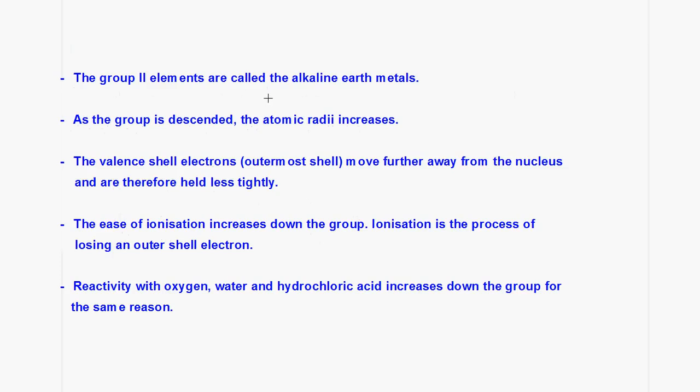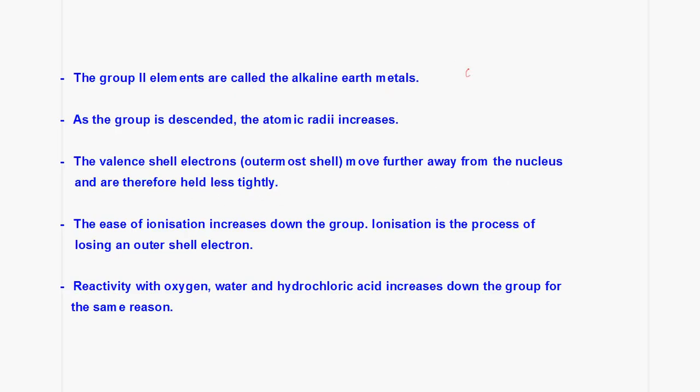The group 2 elements are called the alkaline earth metals. As the group is descended, the atomic radii increases. What this means is that as you go down the group, the size of the atom increases. The valence shell electrons, or the outermost shell, move further away from the nucleus and are therefore held less tightly.